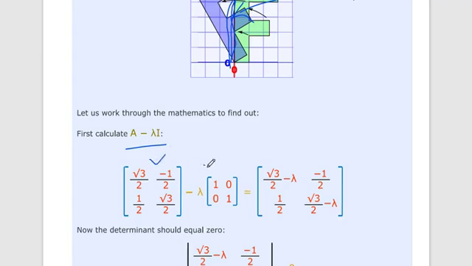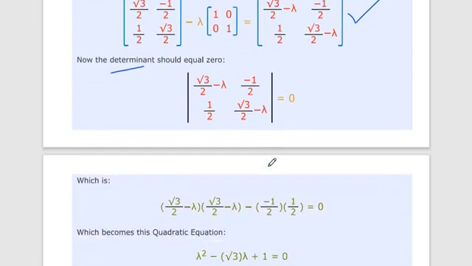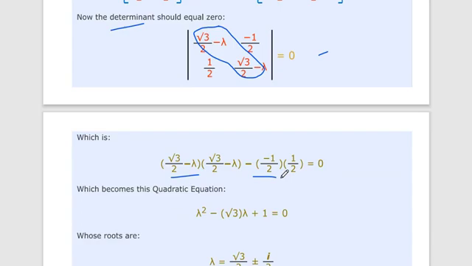Here A minus lambda I. So we have now A minus lambda I. Now we will make the determinant 0. This matrix determinant should be 0. Okay, so the determinant of a 2 by 2 matrix is easy: multiplication of the diagonal values minus multiplication of the other diagonal values. So this is 0, and it becomes a quadratic equation.